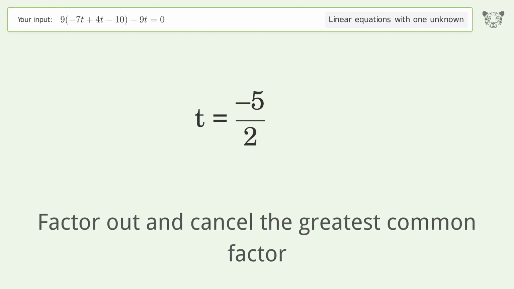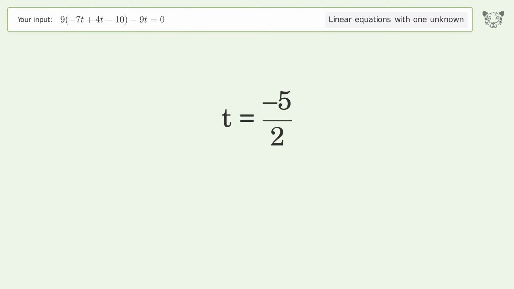And so the final result is t equals -5/2.